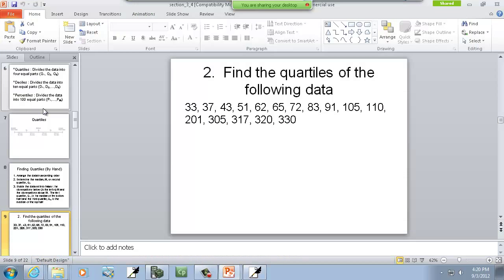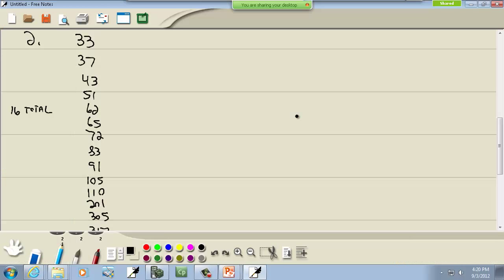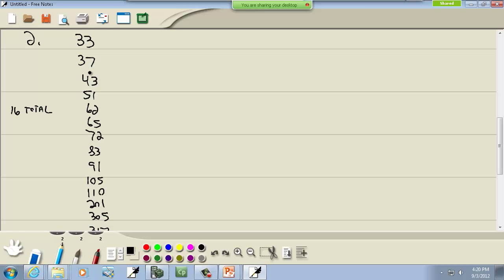Okay, so let's go back up here. We're going to find the quartiles by hand. Now, first step, I've made my life a little bit easier. I arranged the data in ascending order, from smallest to largest. So I've done that. Step two, determine the median, M, or second quartile. Well, if I got 16 total, then it's even. And when you got even, you got to group the middle two numbers together.